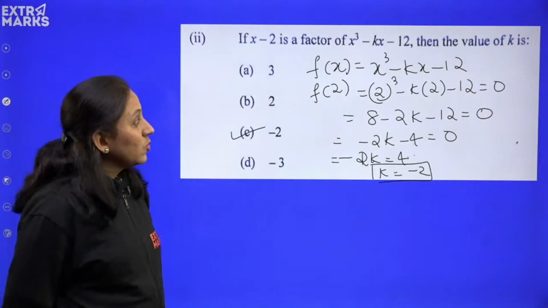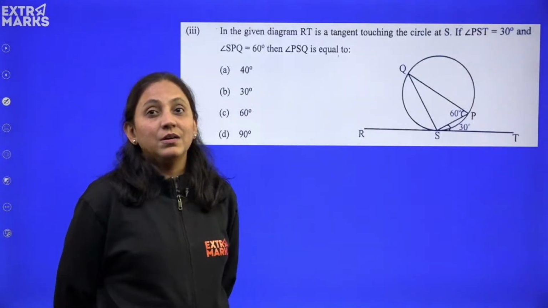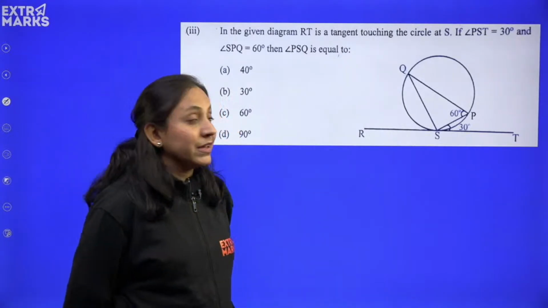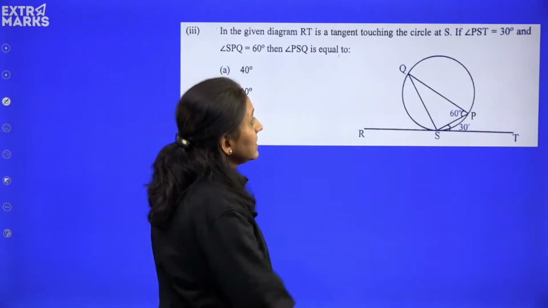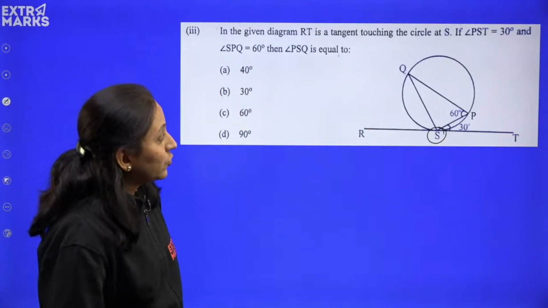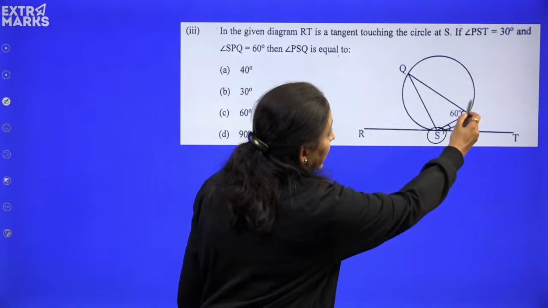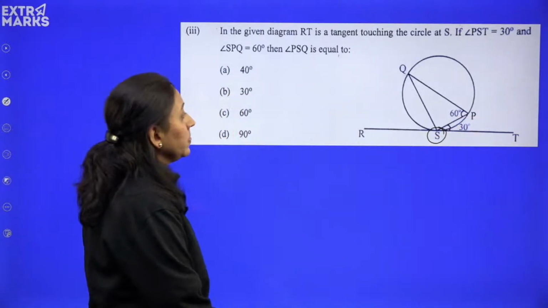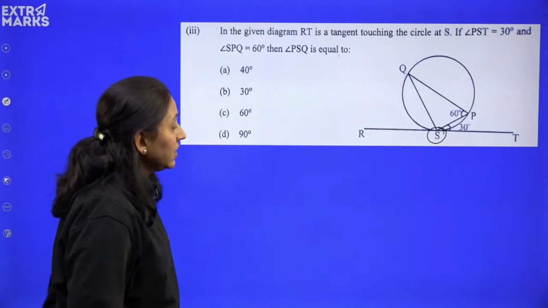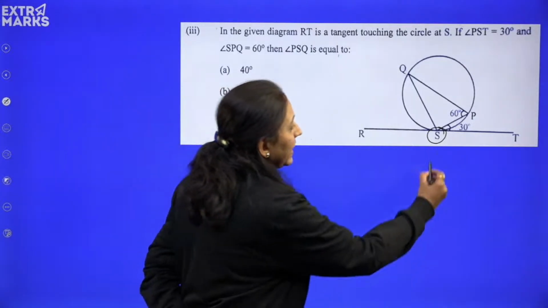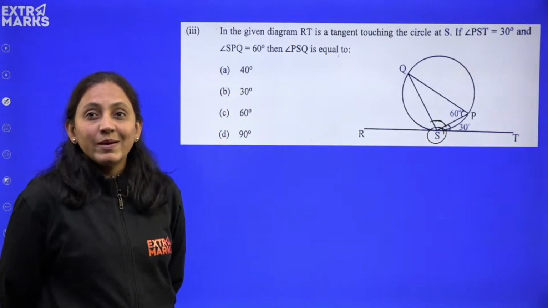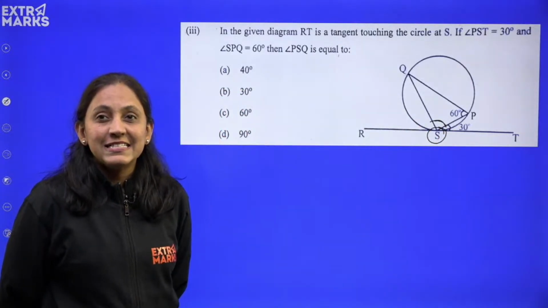Okay, let's move to the third multiple choice question. So here it says in the given diagram, RT is the tangent touching the circle at point S. So S is the point of contact, and if angle PST is 30 degrees and angle SPQ is 60 degrees, then we have to find out what is angle PSQ. So this question involves alternate segment theorem.